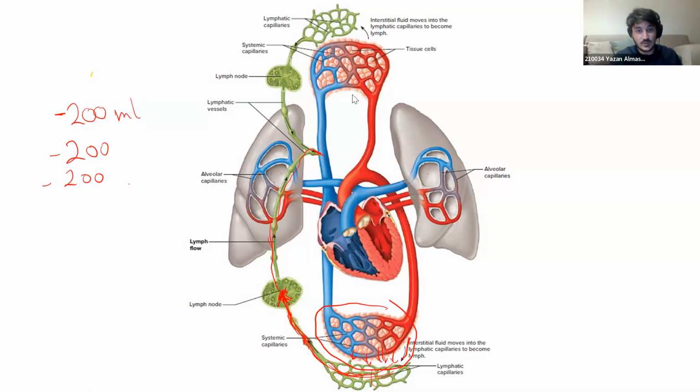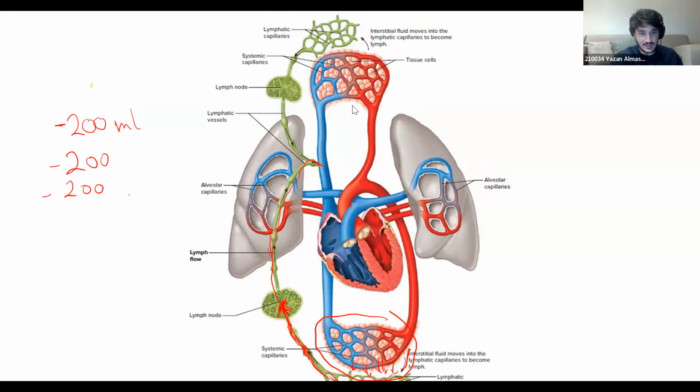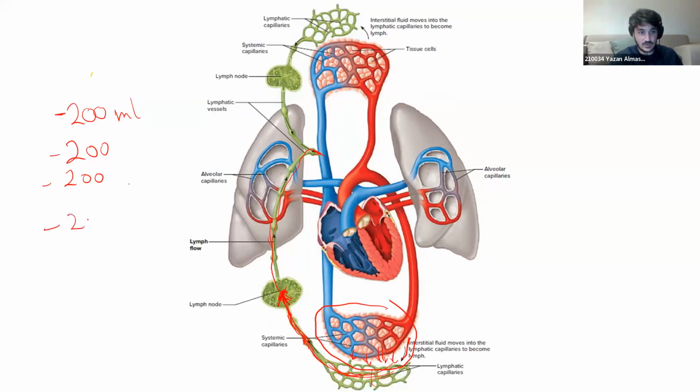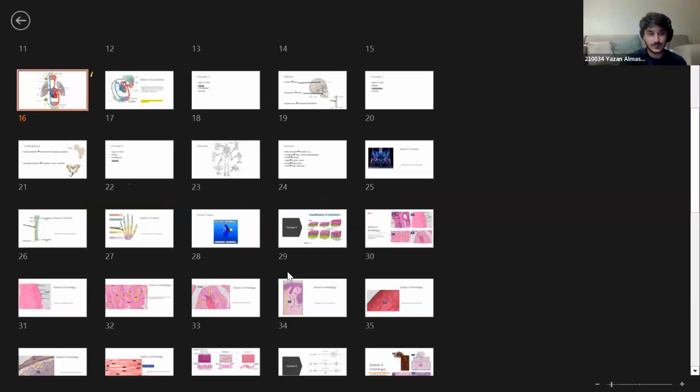So the way we do this is that the lymphatic system will collect it. Every time you lose 200 from the capillaries, you gain the 200 back here. Does that make sense? Okay, perfect. So there are multiple things we need to know for the lymphatic system, so we have a good orientation of what's happening.